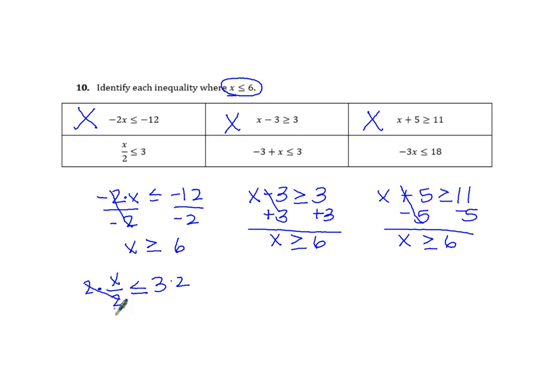That gets us x is less than or equal to 6. And that looks like what we are looking for up in this question. So that one's going to be one that we want to choose. You can check it, circle it, whatever you want to do to mark that right.